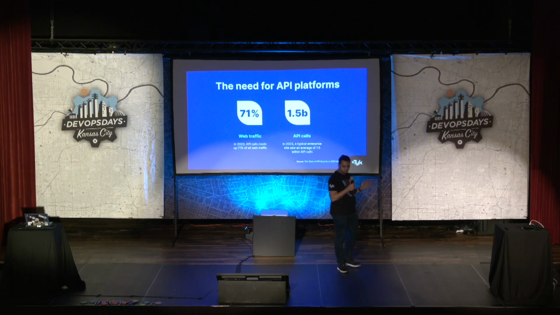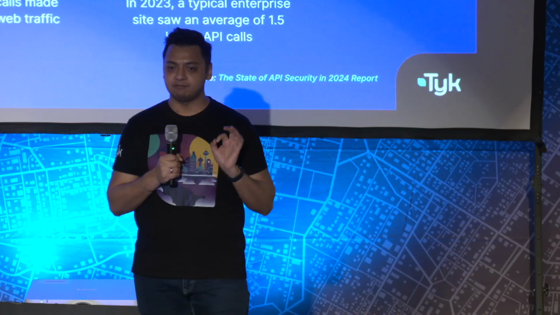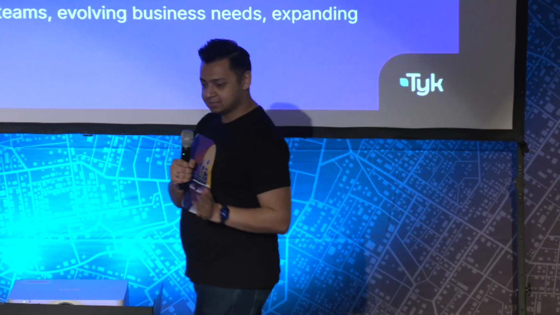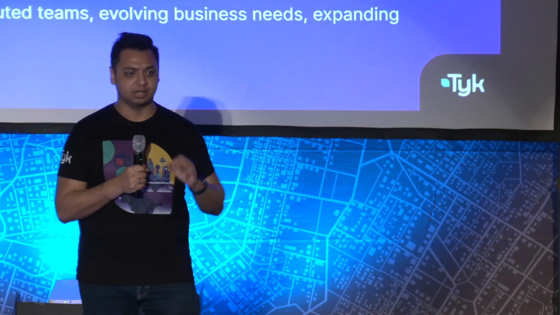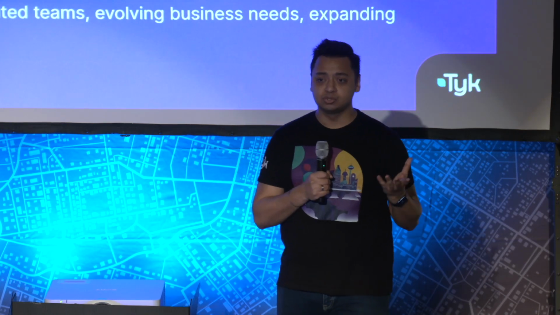Back in 2023, 71% of all web traffic was API calls. At an enterprise level, that was 1.5 billion calls being made. APIs are important. They form the fabric of the internet. But building APIs is hard. It's not just about the functional logic. It's also about the security. It's about governance, but also managing distributed teams, evolving needs, and expanding tool stacks.